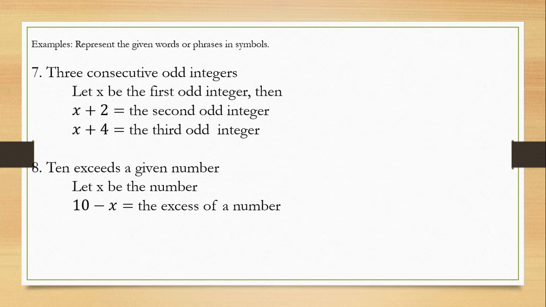So number 8, we have 10 exceeds a given number. We know that let x be the given number, and 10 exceeds the given number. So 10 minus x, the excess of a number. Right? Because 10 exceeds a given number.